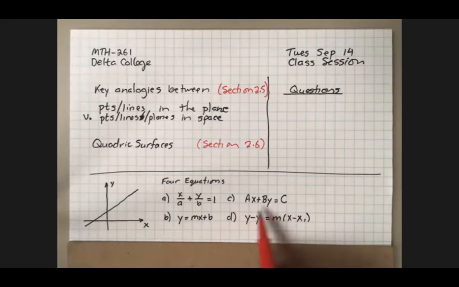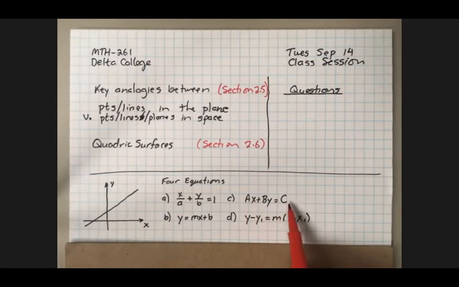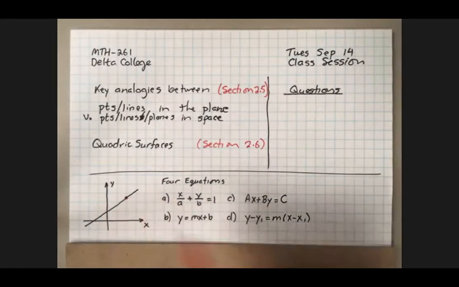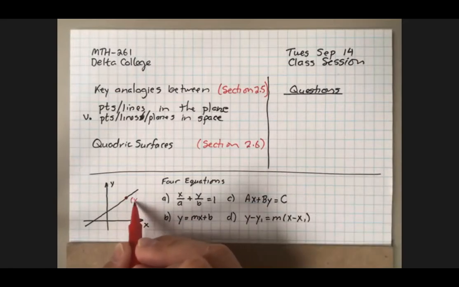Contender C is called the general equation of the line, ax plus by equals c. You call this in mathematics a linear combination of x and y to the first power equals this constant c. And the fourth version of the line equation is called the point-slope equation. If you know the slope of your line and you know a point (x1, y1) on the line, then you can construct the equation of the line in this form. So I'm going to label this line with these qualities. Let's say this is (x1, y1).